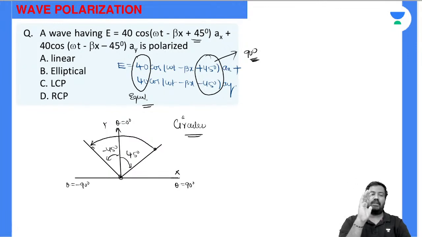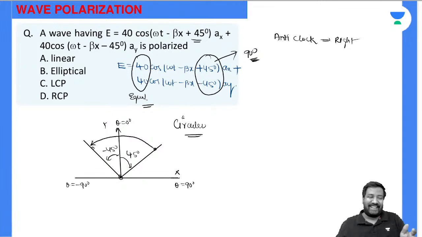For right hand, clockwise or anti-clock? For right hand, anti-clock. Very good. Anti-clock means right. Will you check for the left hand also? Not necessary. For right hand anti-clock, it means left hand clockwise. If you want, you can check. For left hand, clockwise. Clockwise means left.